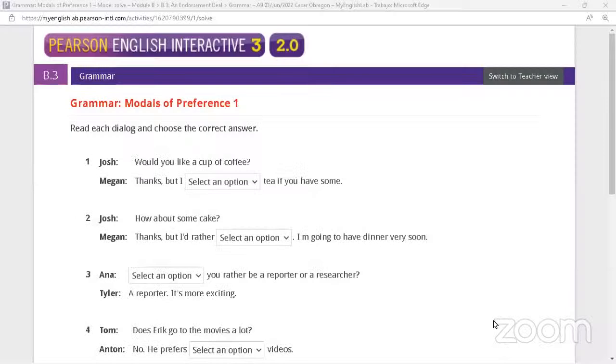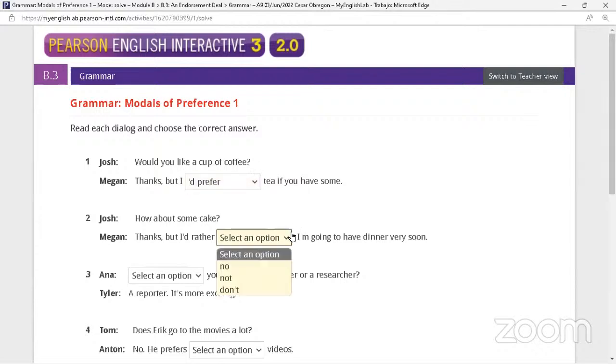So read each dialogue and choose the correct answer. Grammar models of preference 1. Would you like a cup of coffee? Thanks, but I prefer... I'd prefer tea if you have some. How about some cake? Thanks, but I'd rather not.